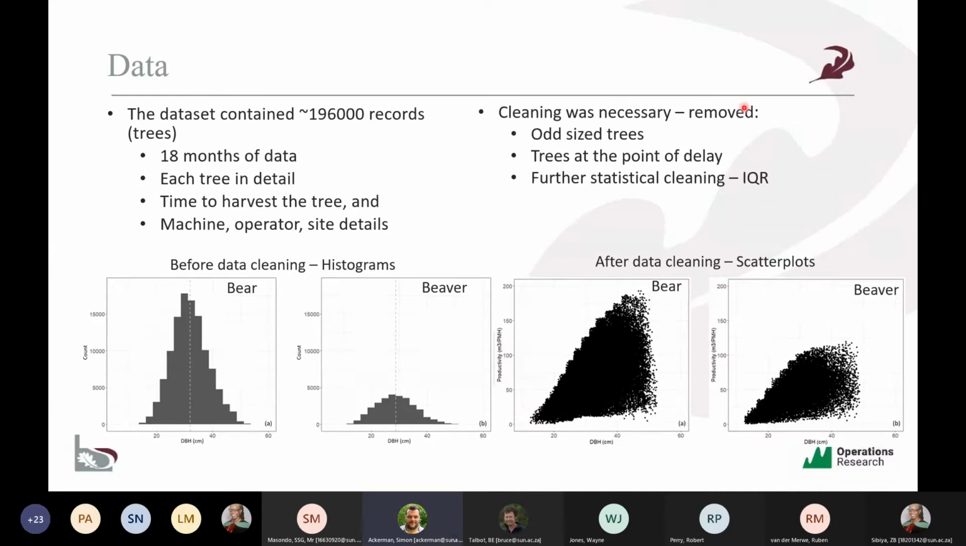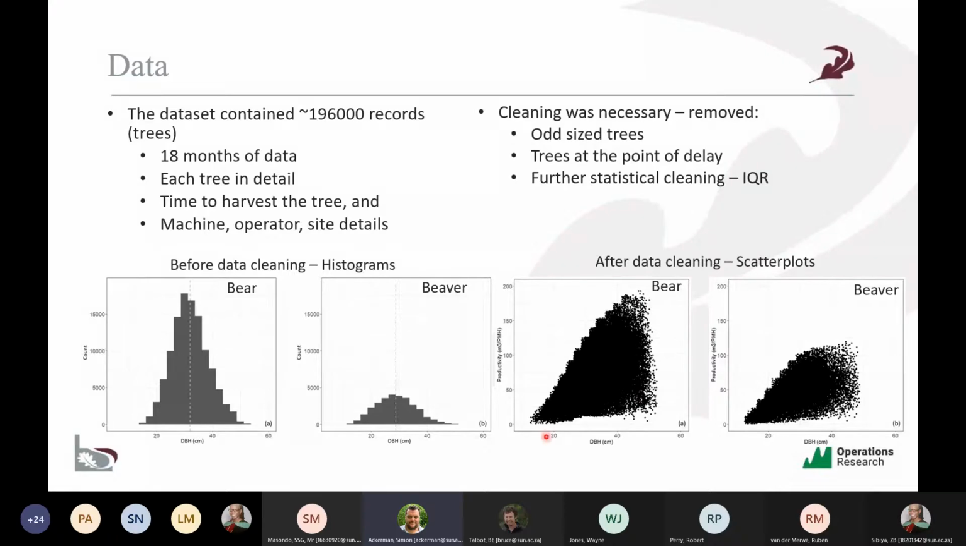Cleaning of the data was necessary. We had to remove some records, odd-sized trees, and trees at the point of delay. The onboard computer sets a delay of 5 minutes, where the operator is then prompted to give a reason why they're not producing trees or not harvesting. Also, when one isn't able to remove data points visually, I applied a distance-based cleaning technique to get rid of the real odd outliers.